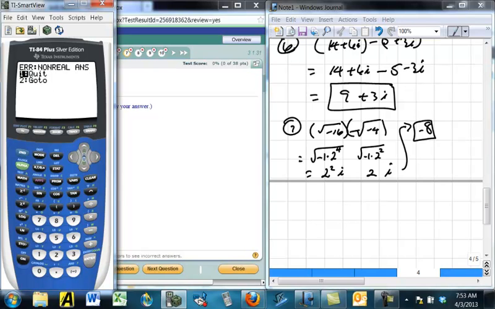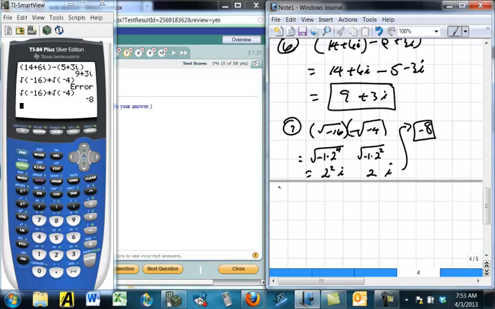Okay, that's okay. We can fix that. What we do is we go to mode, and when it goes down here, instead of saying real, put it on a plus bi. Once we do that, if I pull up my last entry, it will figure it out, even if it involves some i's. So negative 8 is the correct answer. So even though the final answer was real, there were some i's in the process.